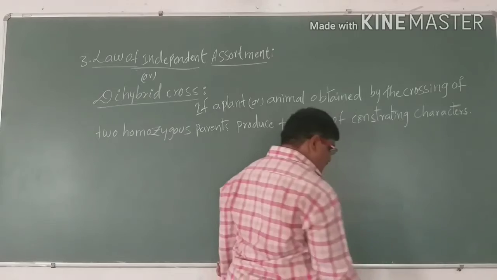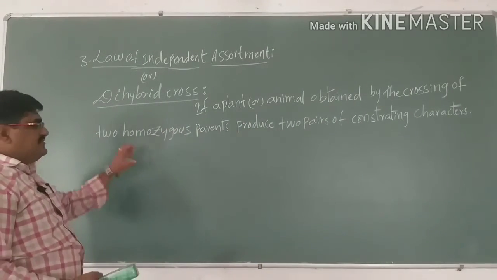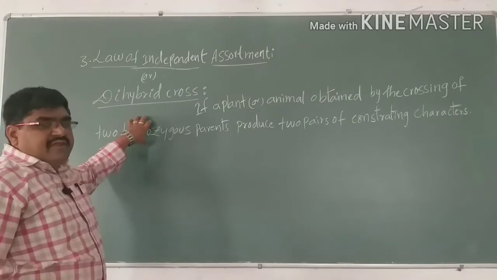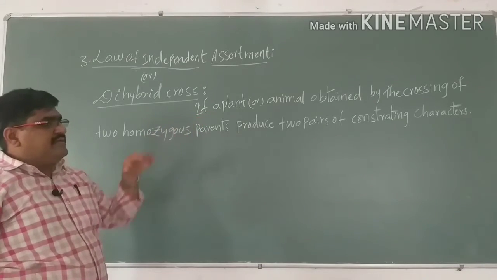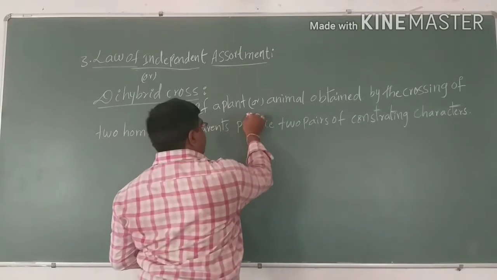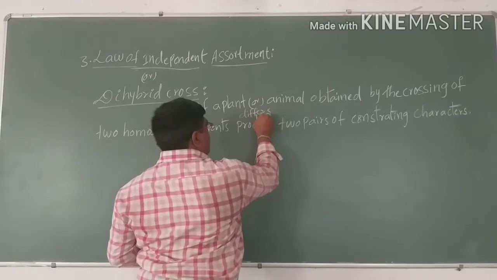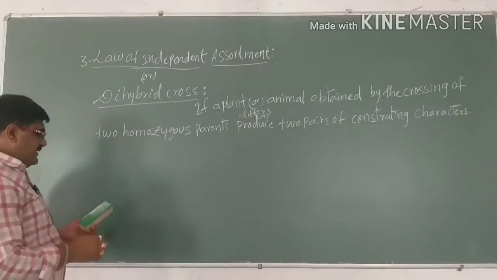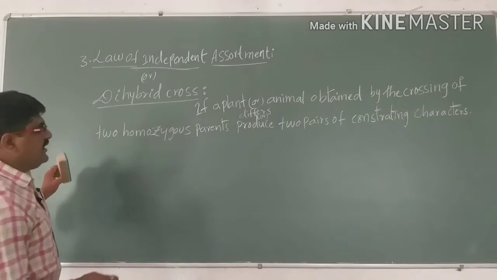So here, when two homozygous parents are crossed, where the parents differ in two pairs of contrasting characters, that is called a dihybrid cross.